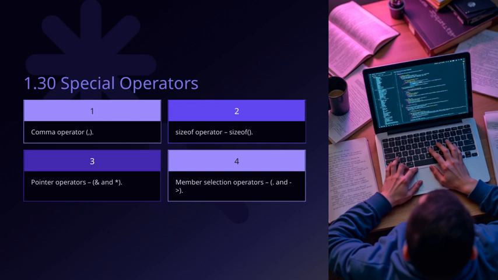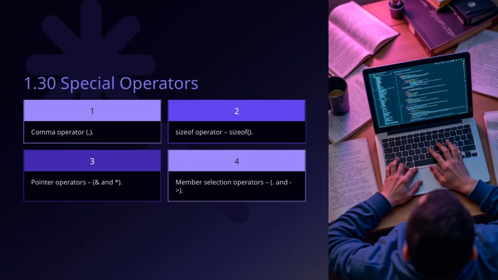The ampersand is used to get the address of a variable, essentially creating a pointer to it, while the asterisk dereferences a pointer, giving us access to the value stored at that address. Understanding these is crucial when working with dynamic memory and pointers.